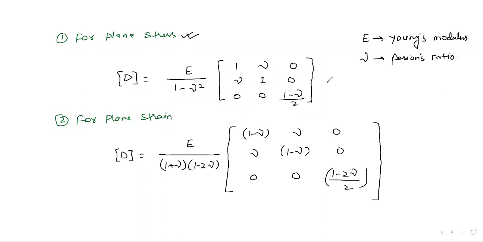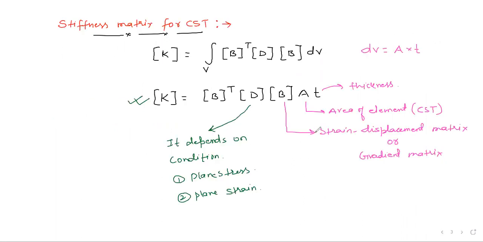So every value will be given. If every value will be given, then we only need to put that value in and we are going to get this D matrix. Once we get the D matrix, it will be easy for us to calculate K, the stiffness, right? Now area, how to calculate area? What will be this B matrix?